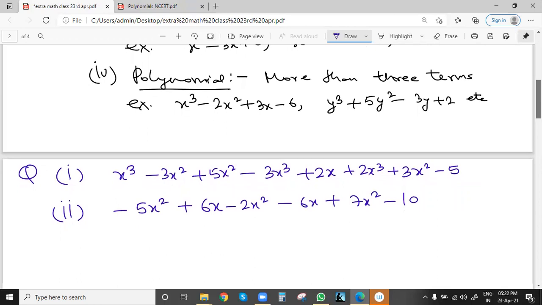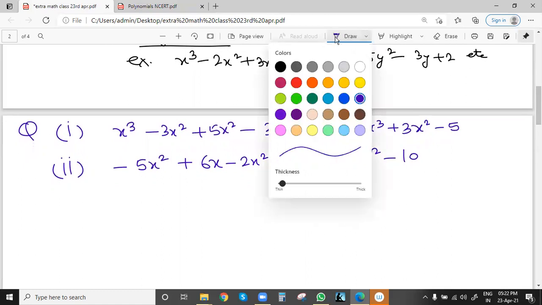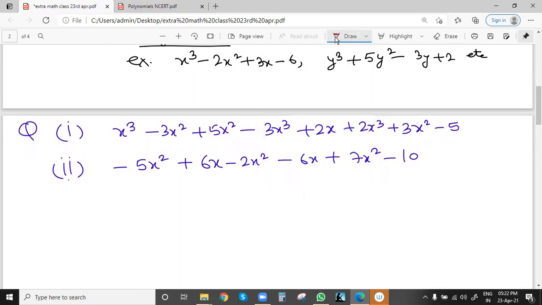What is the answer to both questions? Both of them are polynomials. Polynomial, okay. Final answer, please check once again. Rashul, Steve, you can also try. Once again, please check.